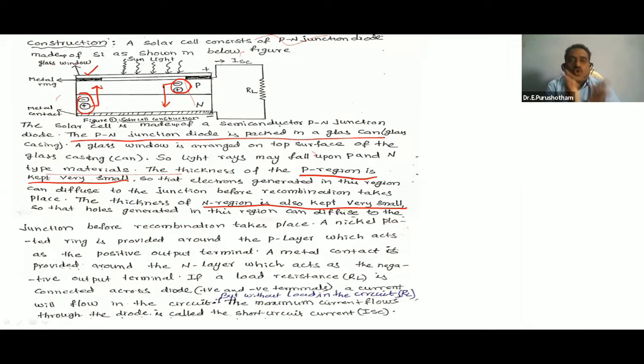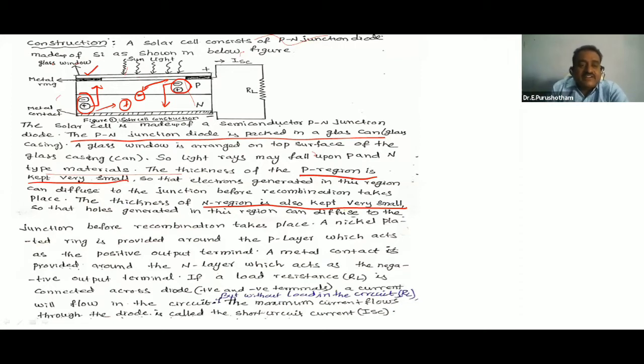Due to this flow of electron and hole pair, this is electron, this is hole, this is electron. Due to this flow of electron and hole pair, it provides some current. So that is called photocurrent.